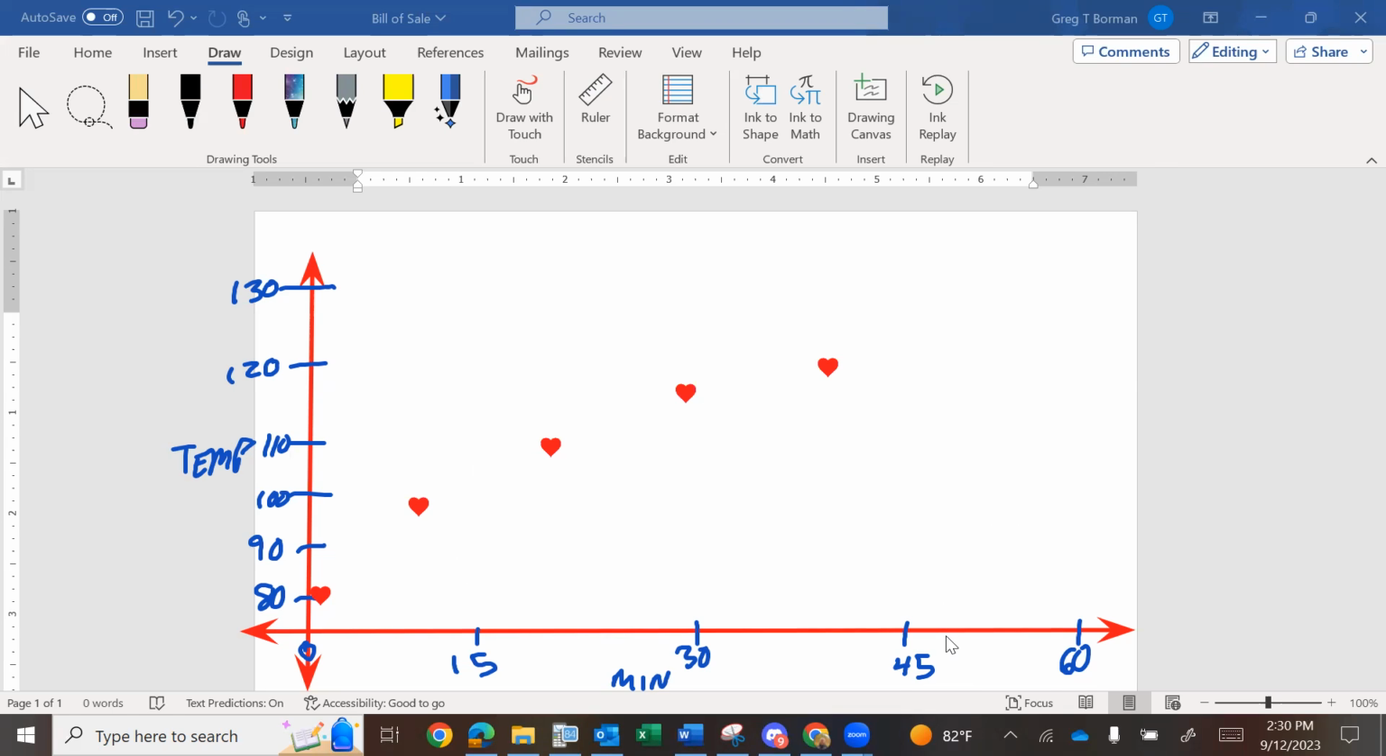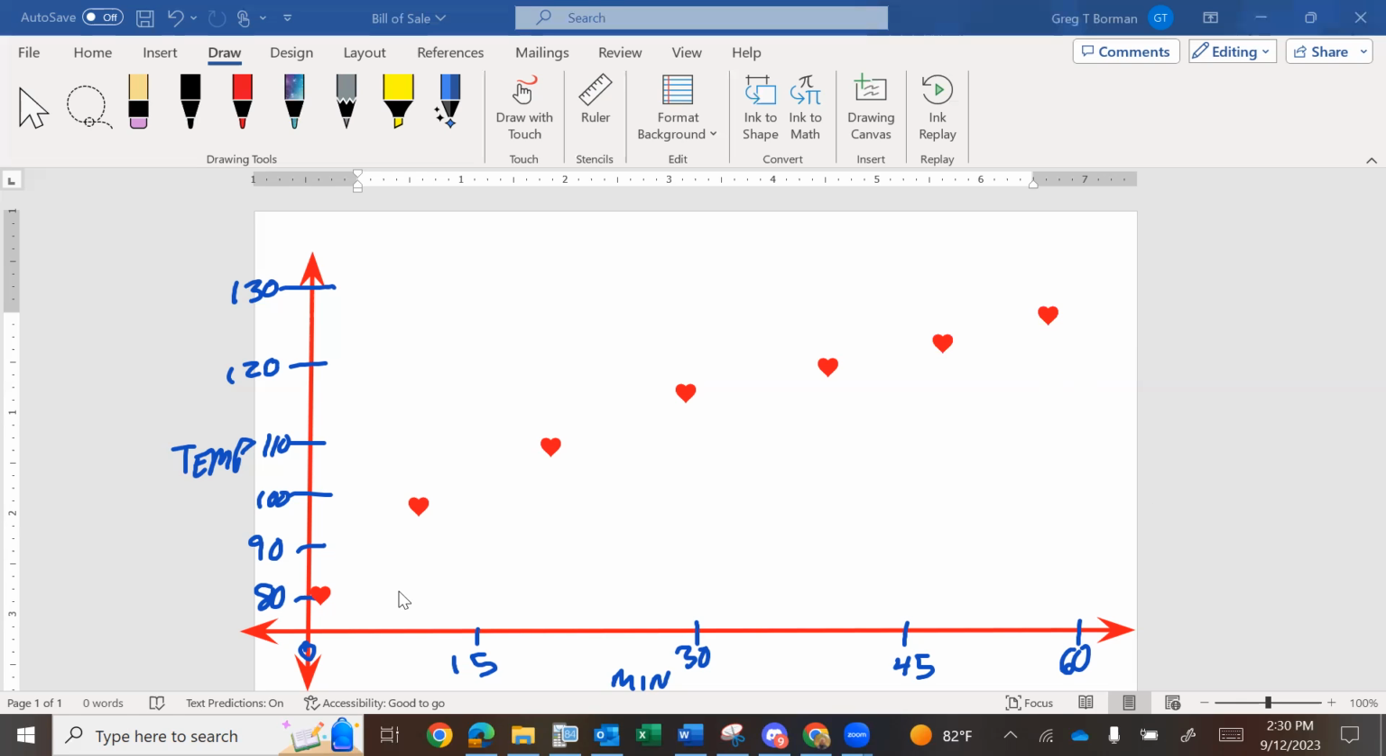All right, next would be the 50 at 50 minutes. It's 120 degrees. So 50 is about here. And then 120 is not much more than that 118. And then the last one, the 60-minute mark, we're at 123 degrees. So about right there. Okay.